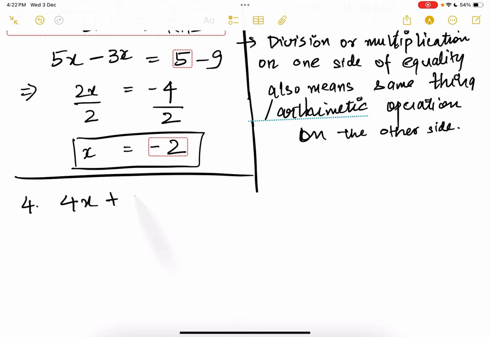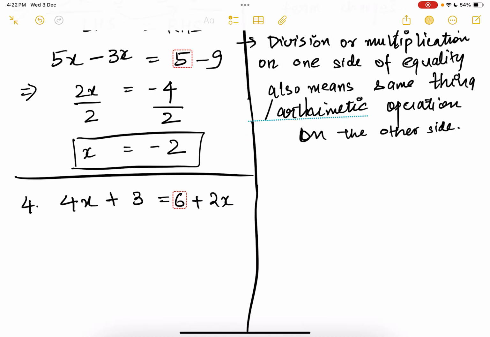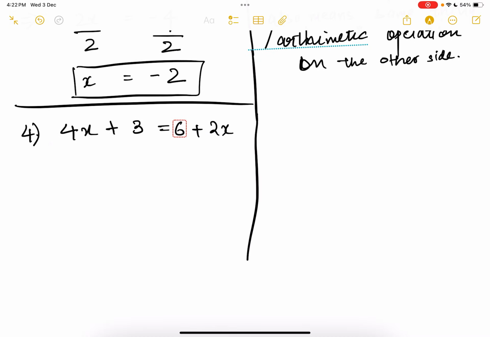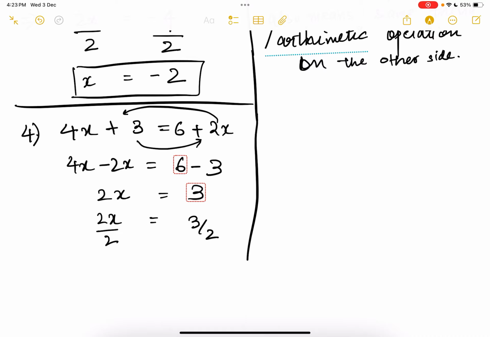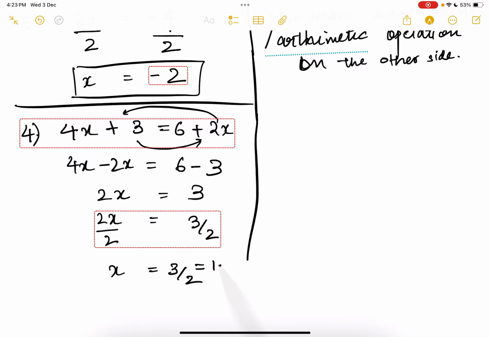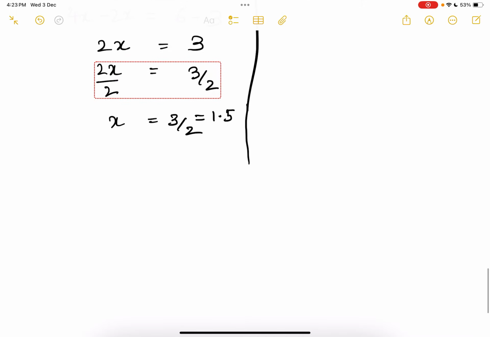4x plus 3 is equal to 6 plus 2x. Okay, solve it. 4x minus 2x. I'm making the arrows, after that I'll stop making arrows. Okay, 2x is there, this is 3. What is x? Divide this by 2, divide this by 2. x is equal to 3 by 2. You can leave it as 3 by 2, or you can convert it into decimal. It will be 1.5. As you wish, both are correct.